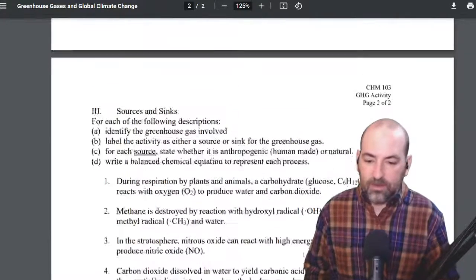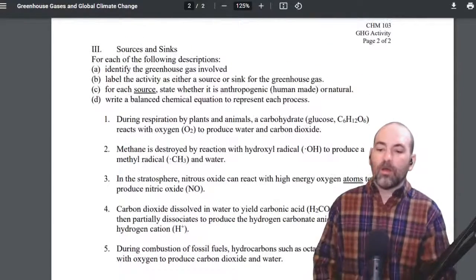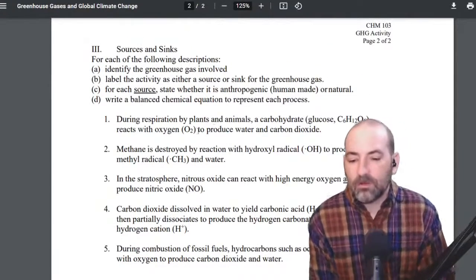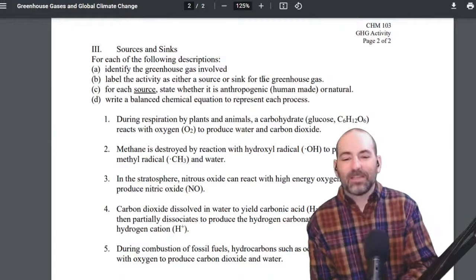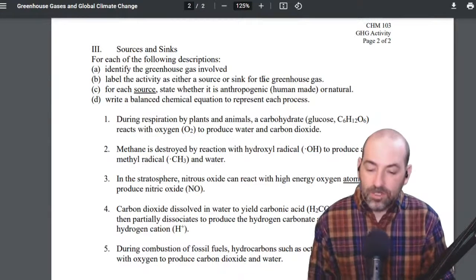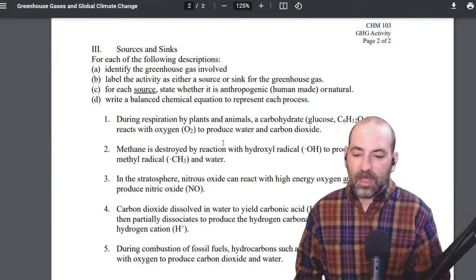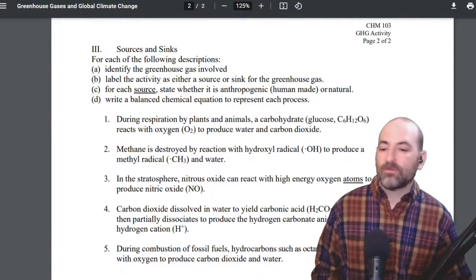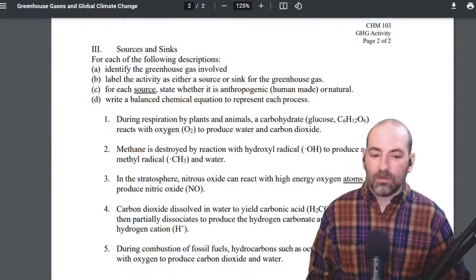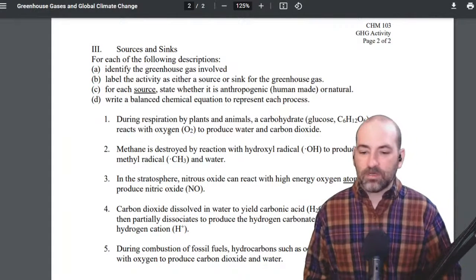Let's go back to our example for the first one, and we'll do the whole thing. So, during respiration by plants and animals, and so on. Okay. Identify the greenhouse gas involved. Well, in this case, there are two. Water and carbon dioxide are both greenhouse gases. Glucose is not a gas, and oxygen is not a greenhouse gas for reasons that hopefully you will know from working through the first page of this activity.